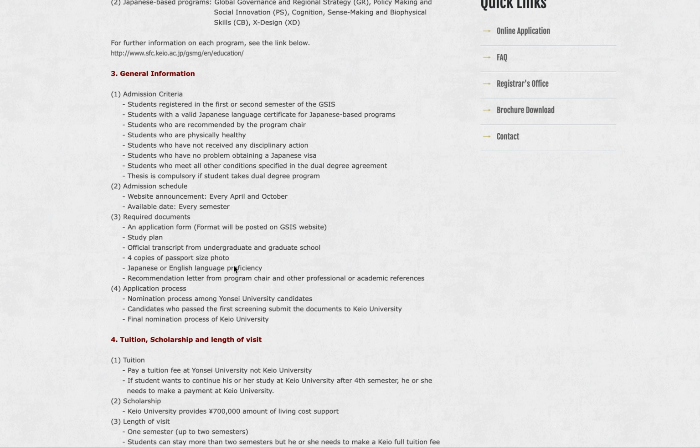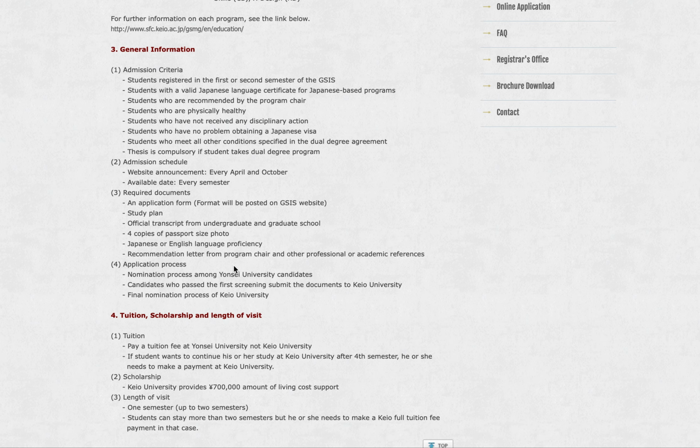As I said before, your Japanese should be at an advanced level like N2 or N1, or you should pass the test exam of Yonsei University. You can search for Yonsei University's Japanese language test for exchange students. I suggest you search for it, or ask the International Affairs Office. How good should your English be?